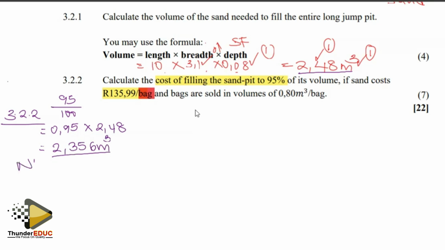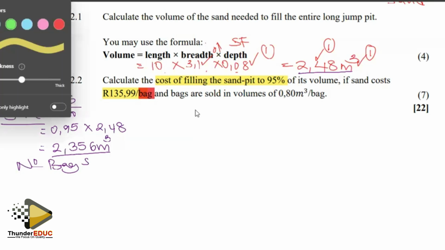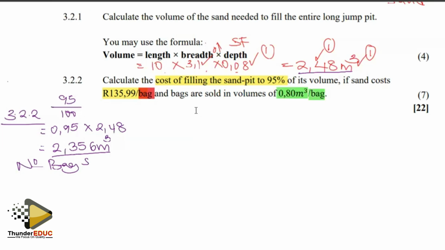So we come here, we look for the number of what? Bags. How are we going to get the number of bags? We are going to use this. We shall use this to determine the number of what? Bags. How? Because this one says bags are sold in volumes of 0.80 meters cubed per bag. So you ask us per bag.